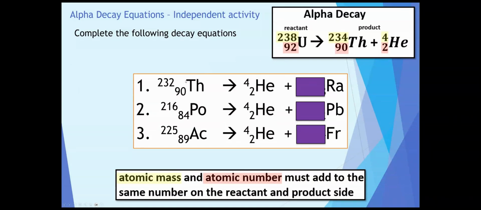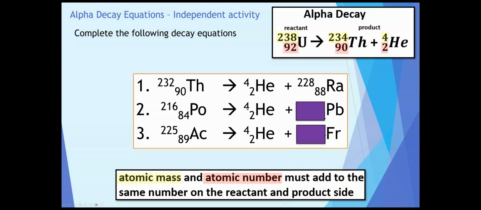Now, you could be asked to solve these alpha decay equations. It's really simple. It's just like balancing equations. So the numbers on the left must equal the numbers on the right. So this is alpha because we've got a 4 and a 2 with a helium, which represents alpha. 232 on the left. 4 plus 228 will give us 232. And 2 plus 88 will give us 90. And that's why we've got those numbers there.